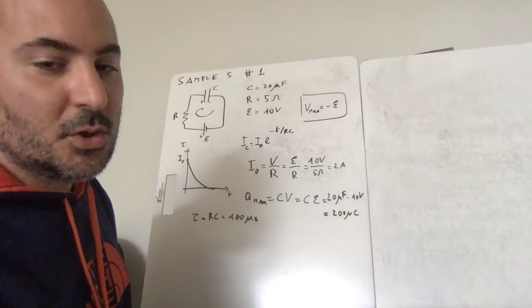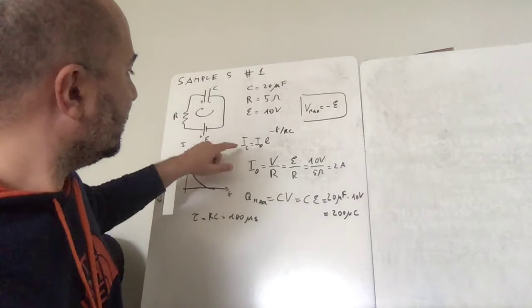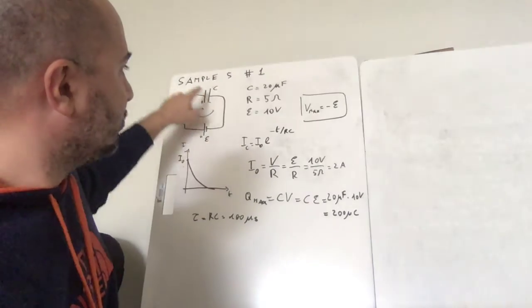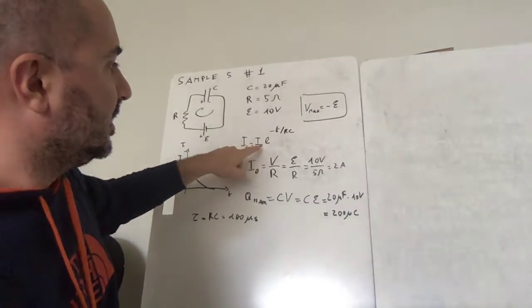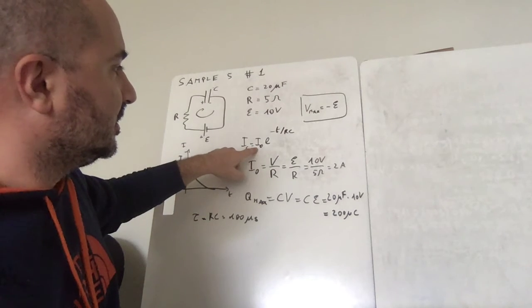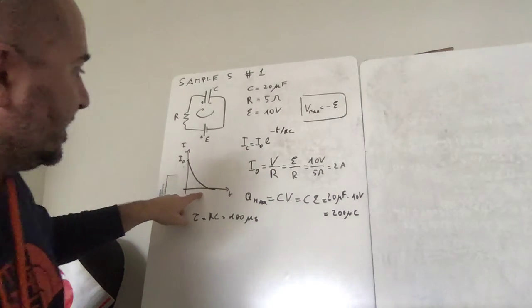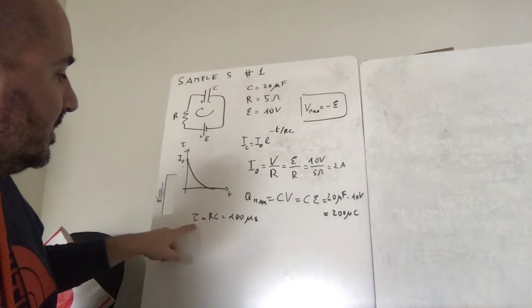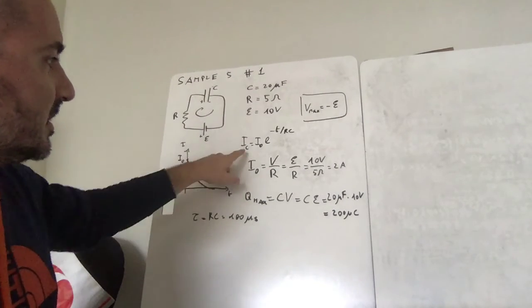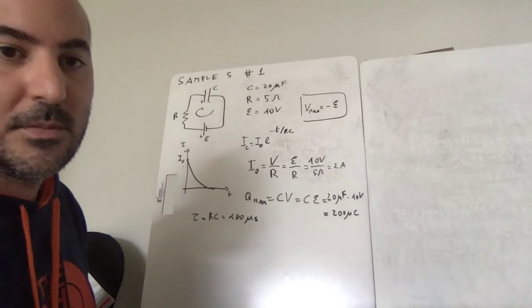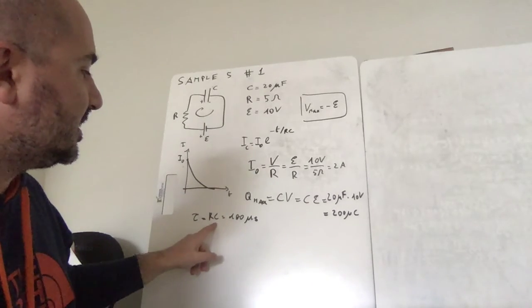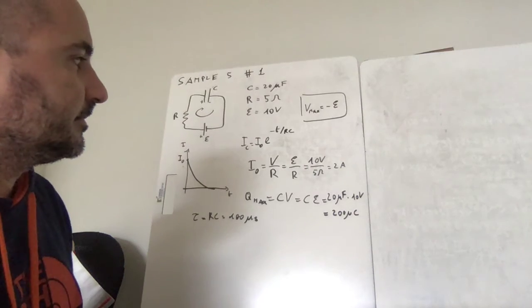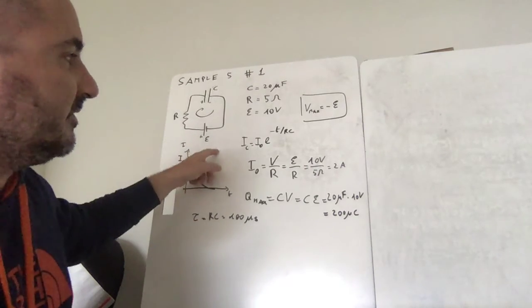So when we draw this, I_C is dropping exponentially. It goes from I naught down to 0. So that's the graph. It goes from I naught down to 0. And the tau constant of this law is R times C, which is 100 microsecond. Okay? So I just want to clarify this.